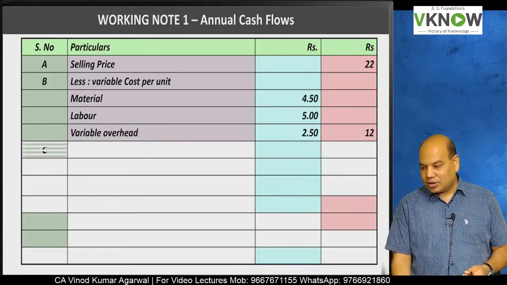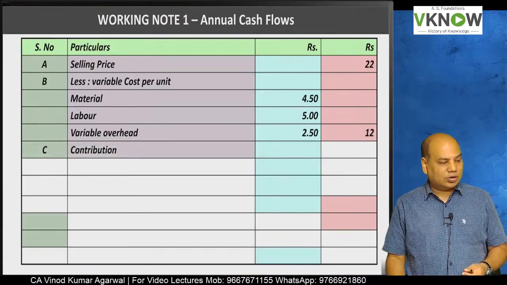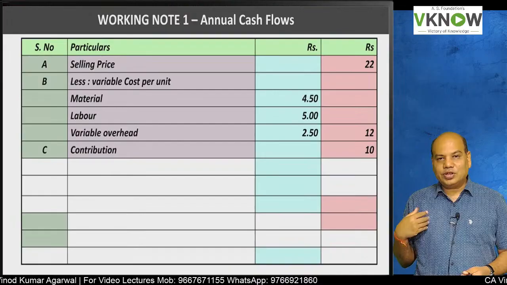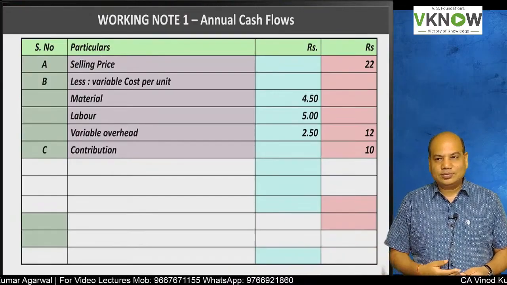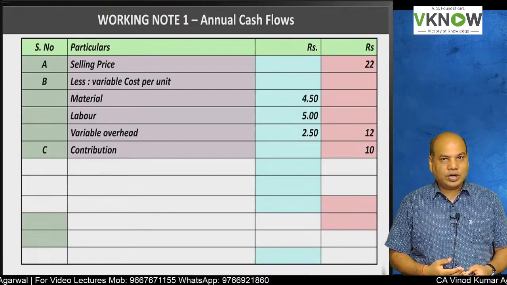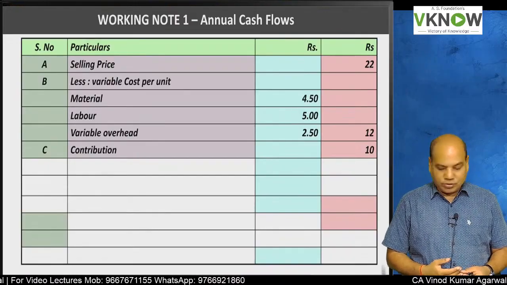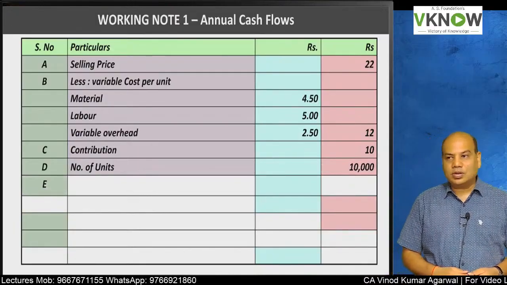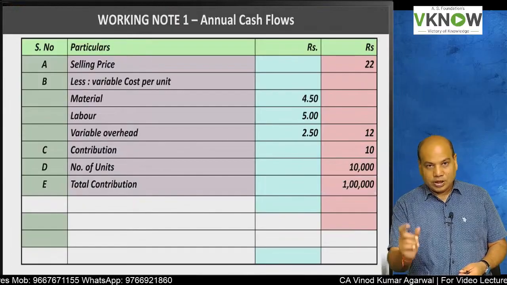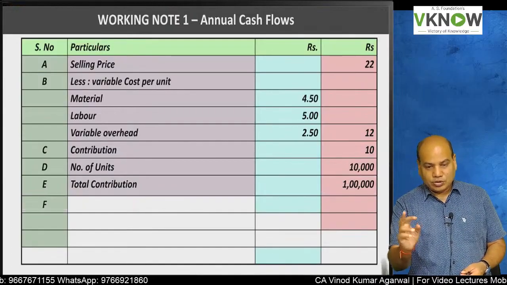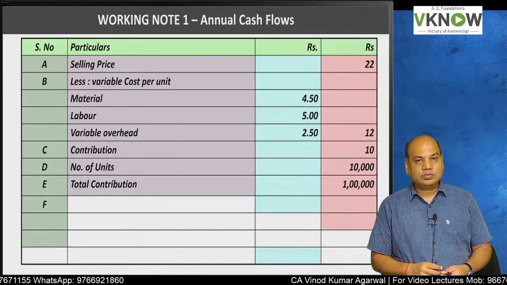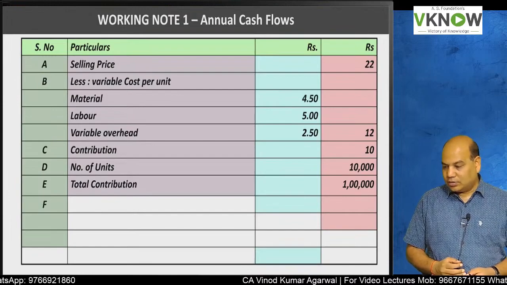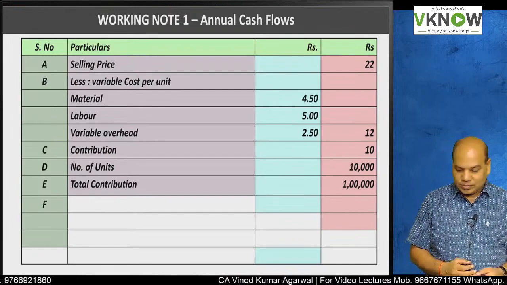22 will be my selling price, 12 rupees my variable cost. So contribution means sales minus variable cost. How much each unit is contributing towards recovery of fixed overhead and towards profit. So that is 10 rupees. Number of units sold 10,000, but I need to deduct fixed cost also. Point number E, write down total contribution. Total contribution will be 1 lakh.